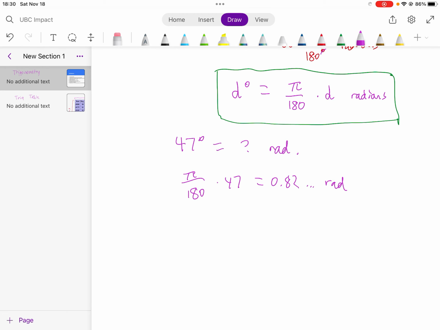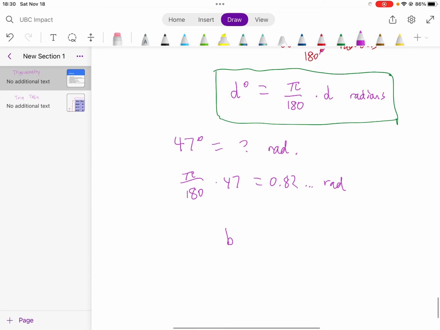If we have, say, b radians, how many degrees is it equal to? Well, if we're multiplying by this thing here, we're just multiplying by the reciprocal. So we can multiply by the reciprocal, which is 180 divided by pi times b degrees.